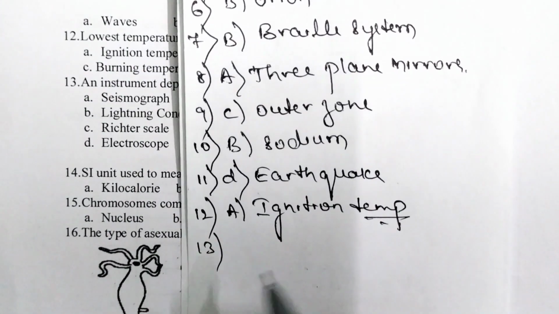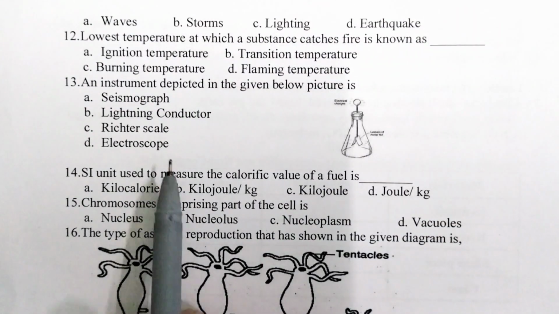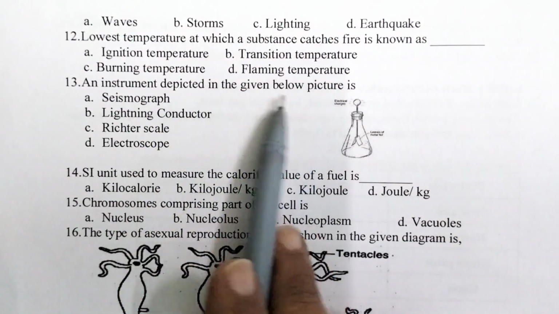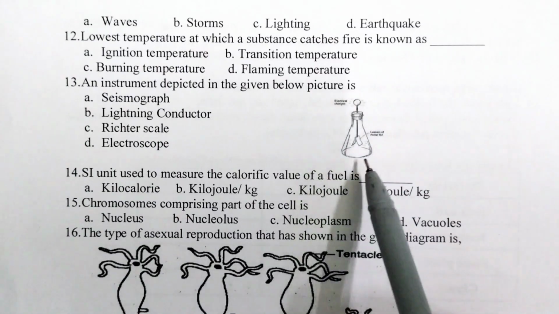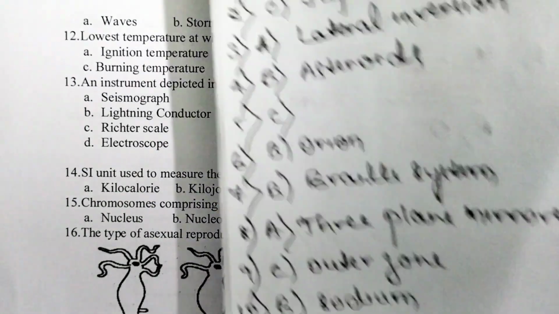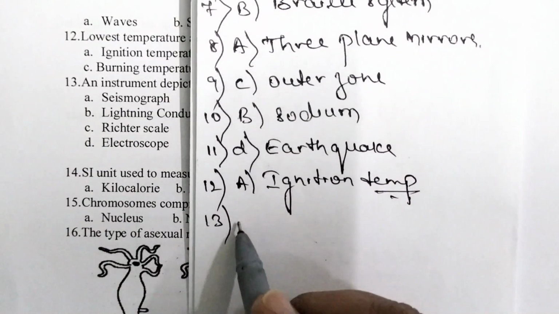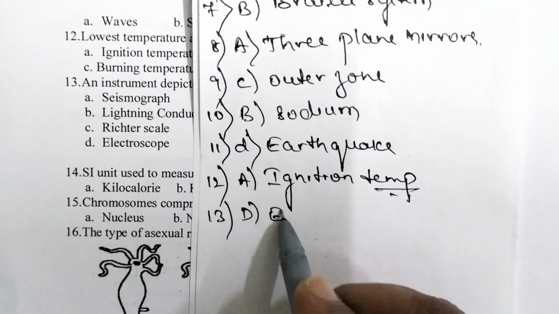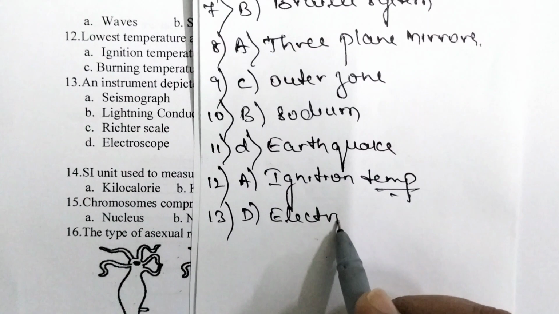Next, coming to the 13th question: an instrument depicted in the picture given below is. Here the given picture is an electroscope. So option D, electroscope, is the right answer.